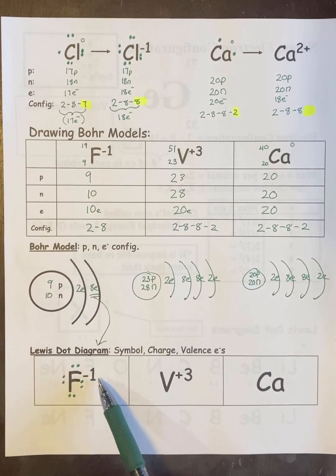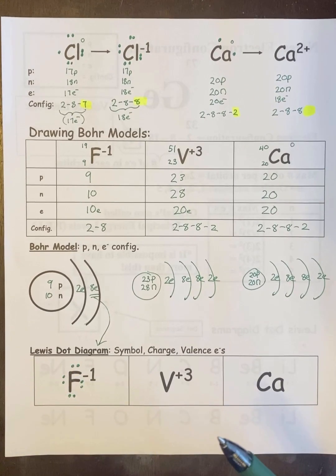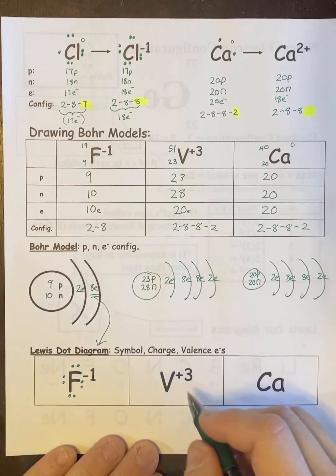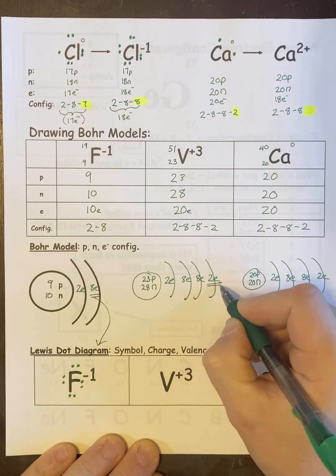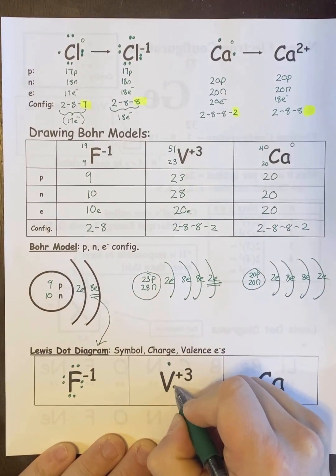But if I didn't include this -1, the assumption would be that the fluorine would have a charge of 0, because that's the assumption you make if it's not written in. And therefore, it wouldn't have 8 valence electrons with a charge of 0. It would only have 7, and then it would be marked wrong. So do be aware of that. This one, vanadium +3, it's got 2 valence electrons, so it gets 2 dots.